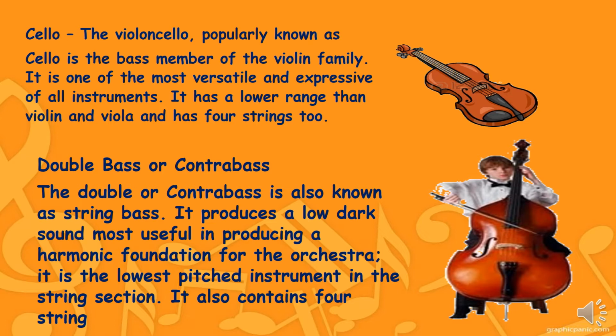The fourth one is what we call the double bass or contrabass. The double bass or contrabass is also known as the string bass. It produces a low, dark sound, most useful in producing the harmonic foundation of the orchestra. It is the lowest pitched instrument in the string section. It also contains four strings.